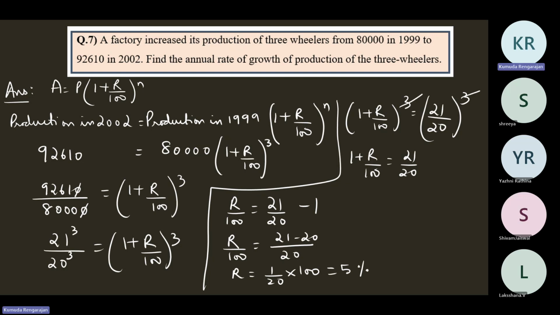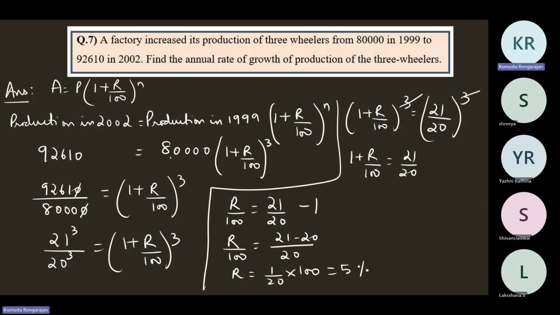So here we have to find the value of R, because we have the principal, that is the production in 1999, and the amount, the production in 2002, and the number of years, 3. The annual growth rate is what we don't know. That's what we have to find. So R remains R.